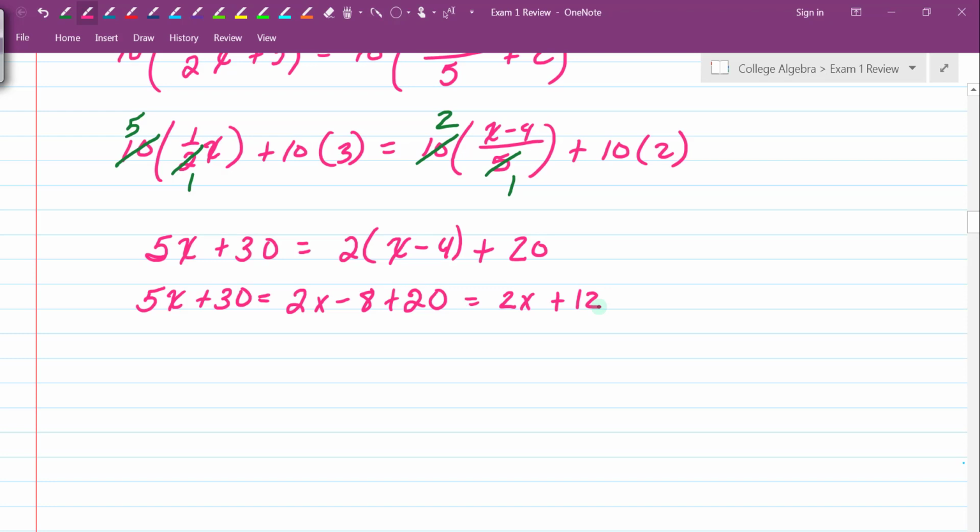Now I need to solve for x, which means I need to get my x over here on the left hand side and then everything else on the right hand side. So I'm going to subtract 2x over here and subtract 2x over here, and then I'm going to subtract 30 from both sides, and I now have 3x is equal to negative 18.